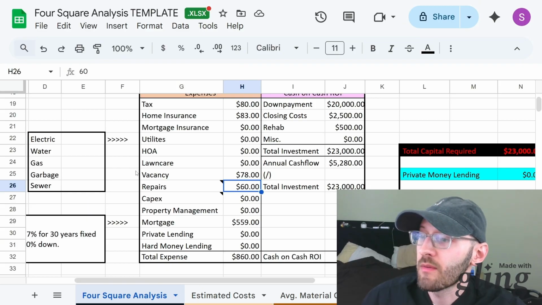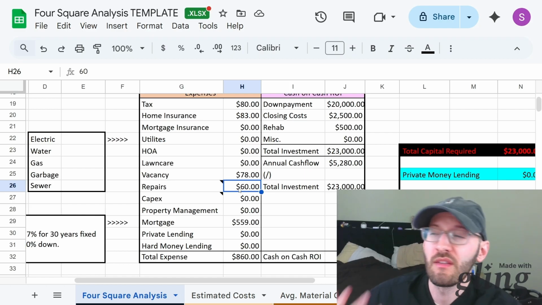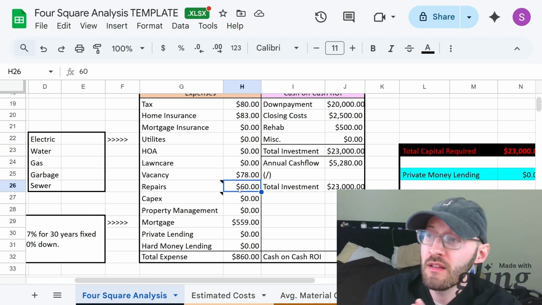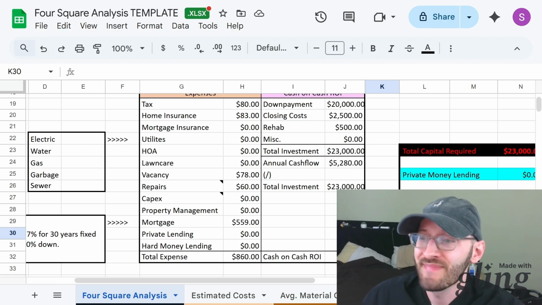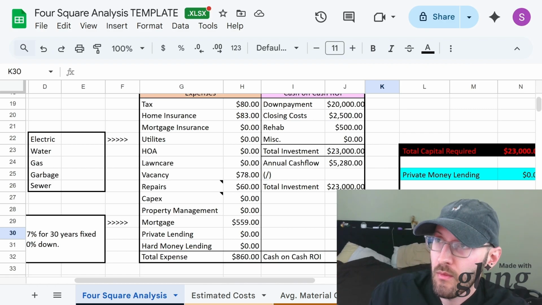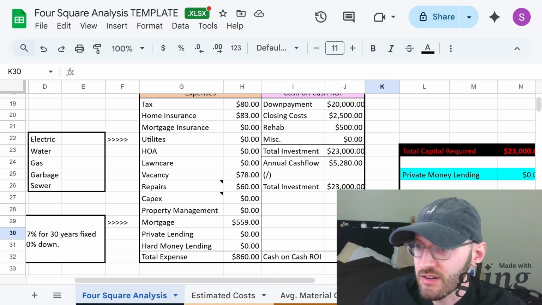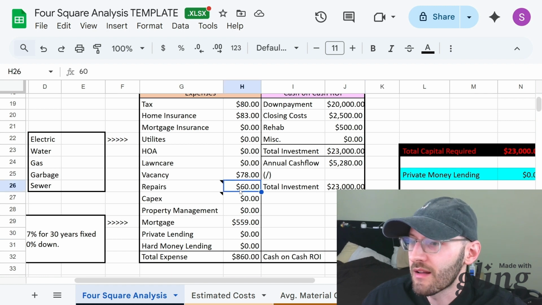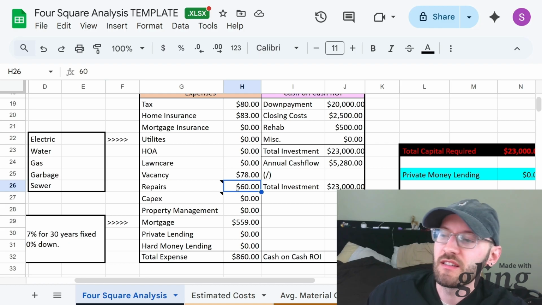The next one's going to be repairs. Now, Brandon Turner's going to say $100 typically starting out. I like to go a little cheaper. I haven't really found a mathematical formula that works best, but on a smaller home, this one's like 754 square feet, it's not a lot to fix. You've got plumbing, HVAC, water heater, electricity, the walls, there's a bunch of stuff. Anyway, I'm going to do about $60 for repairs.